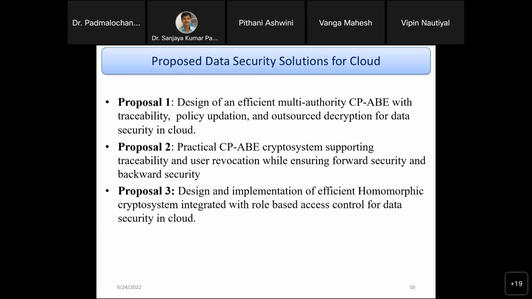Today your policy is based on some attributes, and tomorrow you may need to change the policy. That should be possible with minimal changes in the system. And decryption can be outsourced when the users are resource-constrained, like mobile users. When they want to perform decryption, the decryption operations can be outsourced to a trusted cloud server, where decryption can be done and the data can be shared with the users who try to access it. So these features are incorporated in the first design.